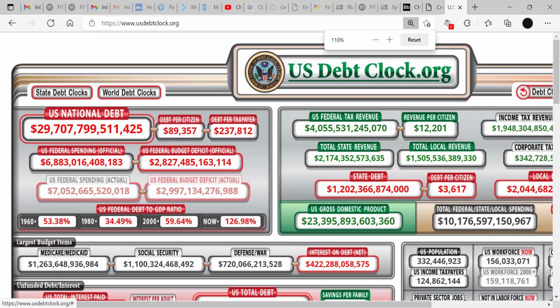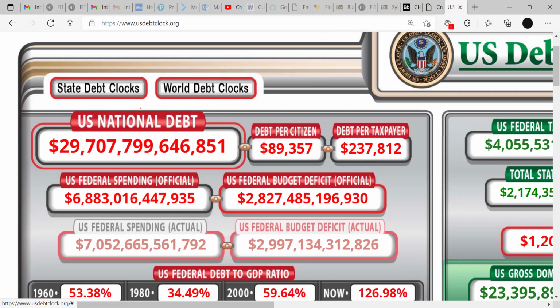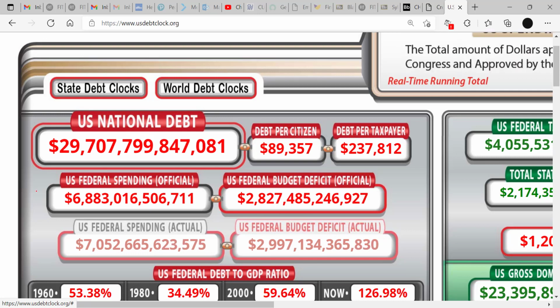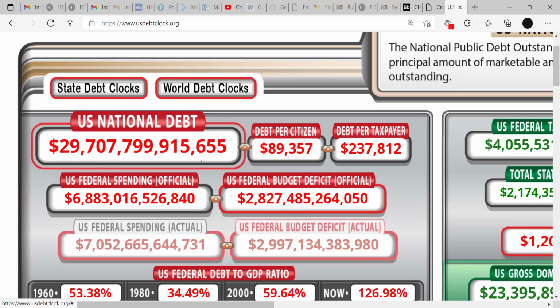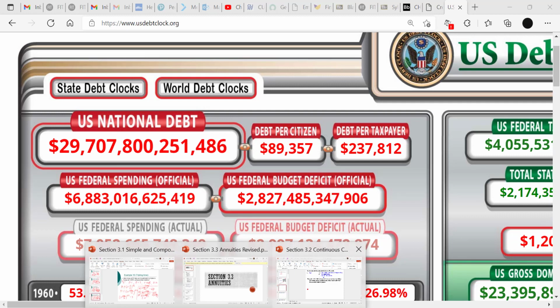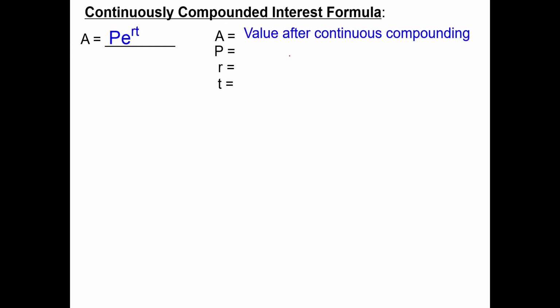Let's wait for a second. As you can see, this is the U.S. national debt, and it's compounded continuously. So this is one of the important applications of the continuous compounding formula. As you can see, this number goes up every second because it's compounded continuously. If you're interested in this topic, you can dig deeper. All the countries have national debt, and they all behave in a similar way.